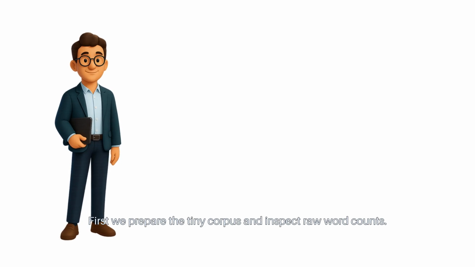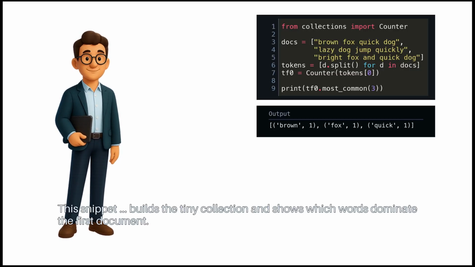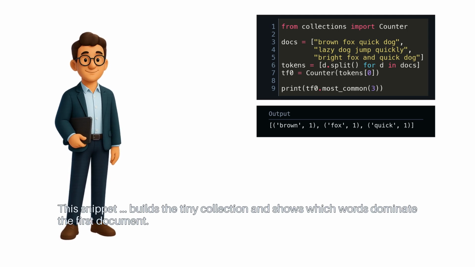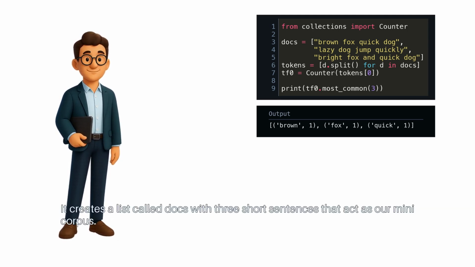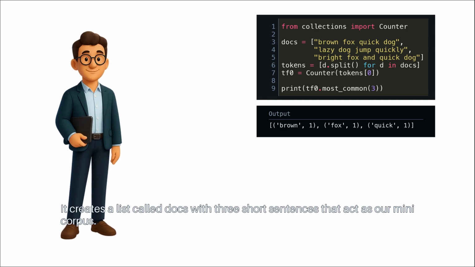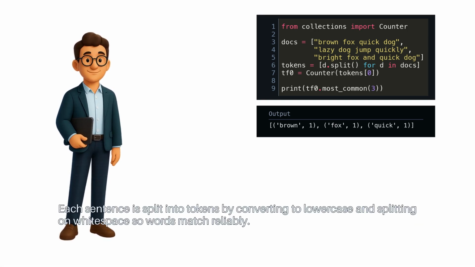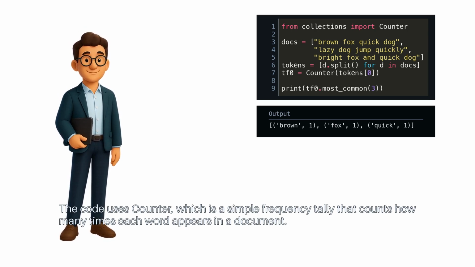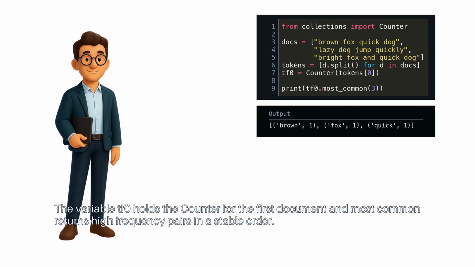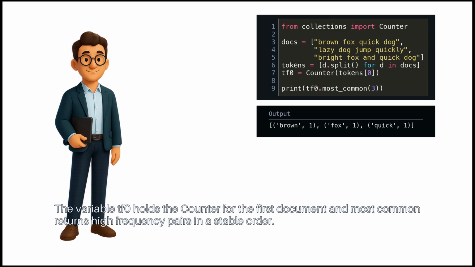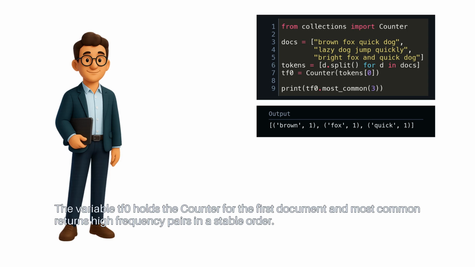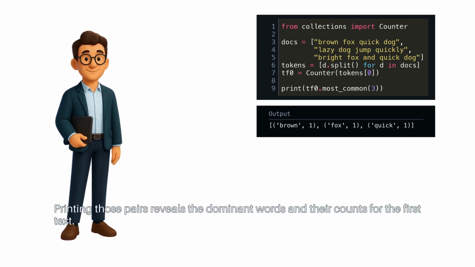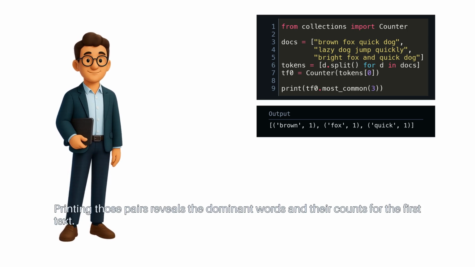First, we prepare the tiny corpus and inspect raw word counts. This snippet builds the tiny collection and shows which words dominate the first document. It creates a list called docs with 3 short sentences that act as our mini corpus. Each sentence is split into tokens by converting to lowercase and splitting on white space, so words match reliably. The code uses Counter, which is a simple frequency tally that counts how many times each word appears in a document. The variable tf0 holds the counter for the first document, and most_common returns high-frequency pairs in a stable order. Printing those pairs reveals the dominant words and their counts for the first text.